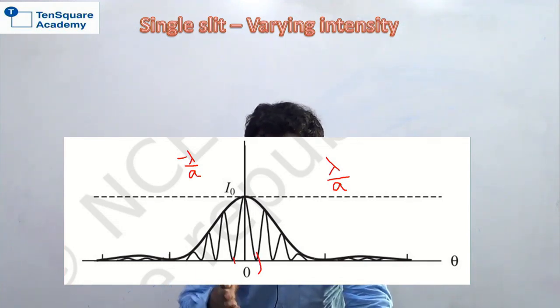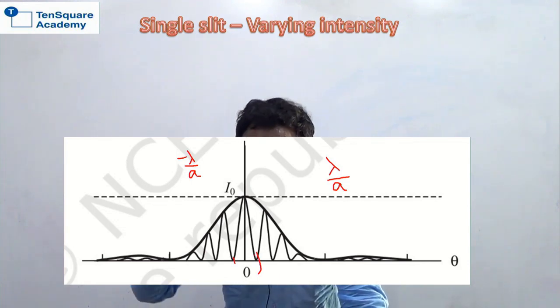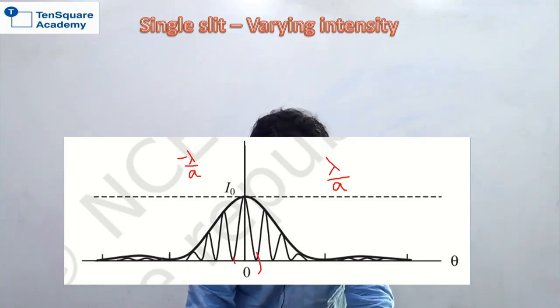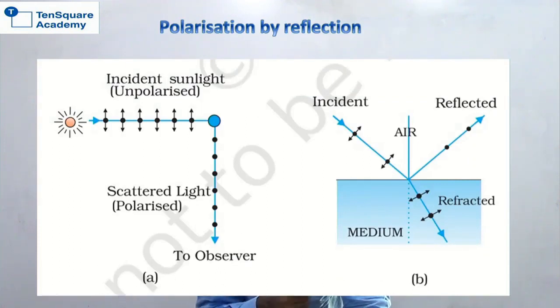And you can also observe the intensity reduces as we go further in a single slit experiment. Though this is not exactly a graph, this is important. Many students make mistakes, that is why I included this diagram in the presentation.